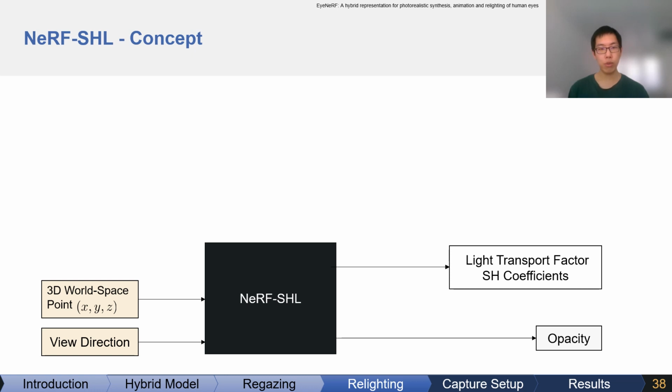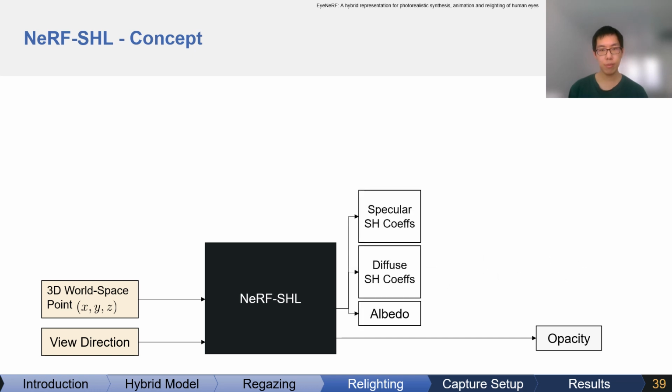We therefore move the light direction into the output space of our network, effectively predicting an entire function instead. To do that, we formulate our network output as spherical harmonics coefficients, which then describe the light transport factor as a function with respect to the light direction. We then additionally split our light transport function into a view-dependent specular light transport function and a view-independent diffuse albedo and diffuse light transport function. Again, both functions in the form of SH coefficients.